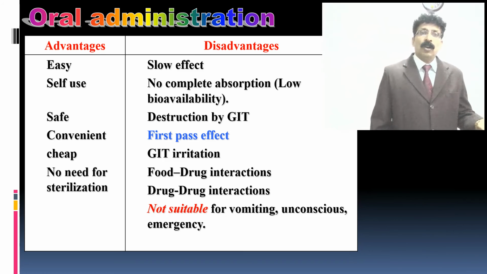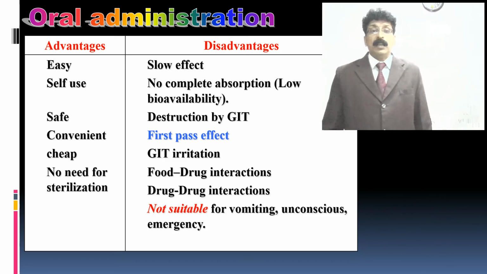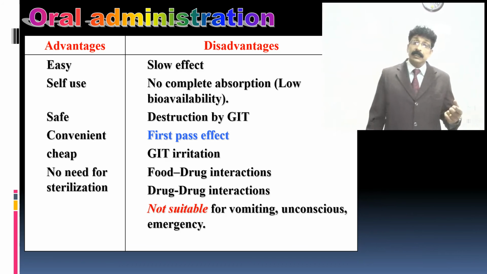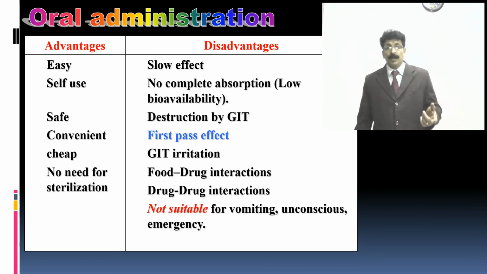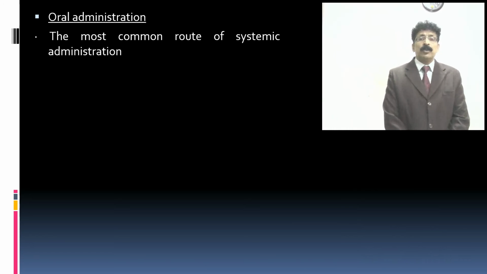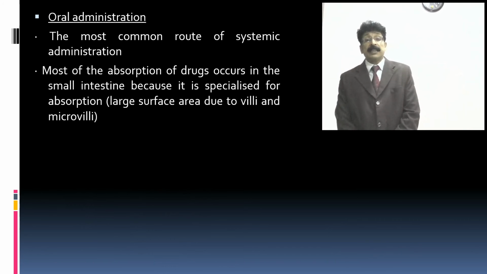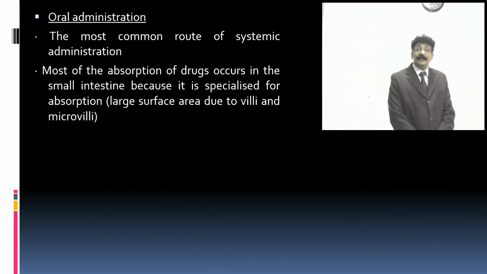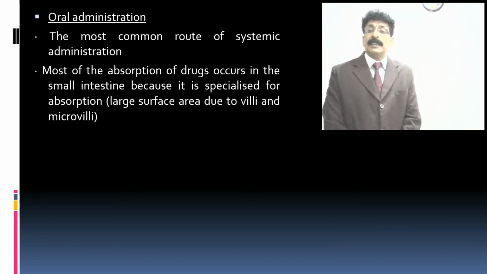Food and drug interaction may take place, drug-drug interaction may take place, not suitable for vomiting patient, unconscious patient, and emergency. We cannot give oral route administration. When we come to oral administration in detail, it is the most common route of systemic administration. Most of the absorption of the drug occurs in the small intestine, because it is specialized for absorption. Large surface area due to villi and microvilli present in the small intestine.